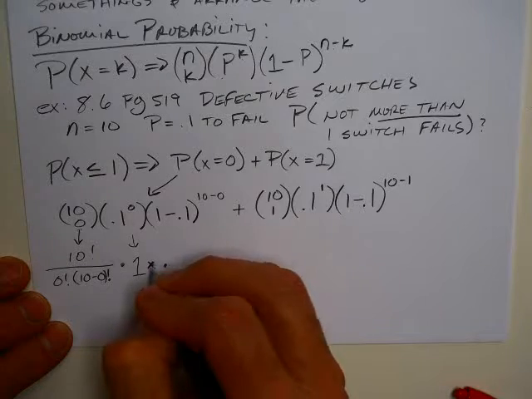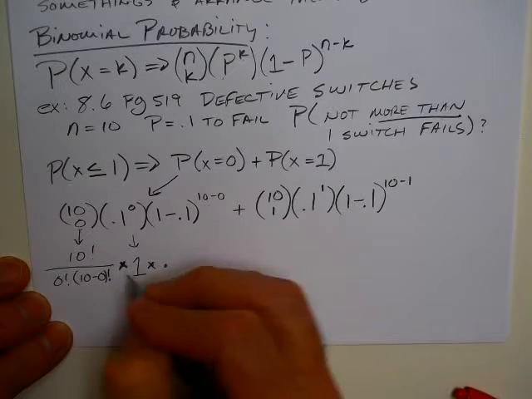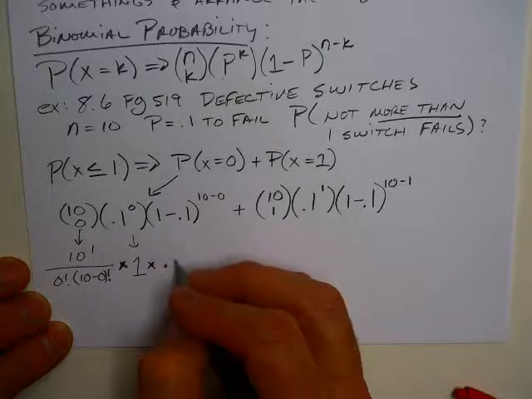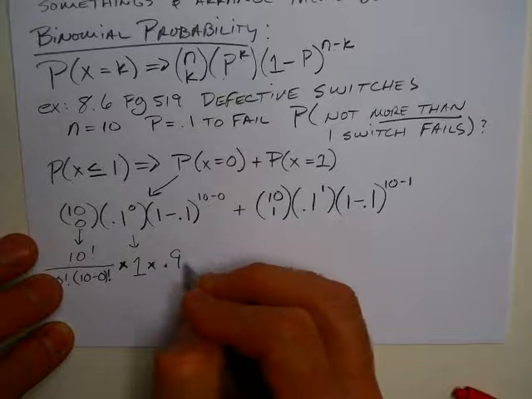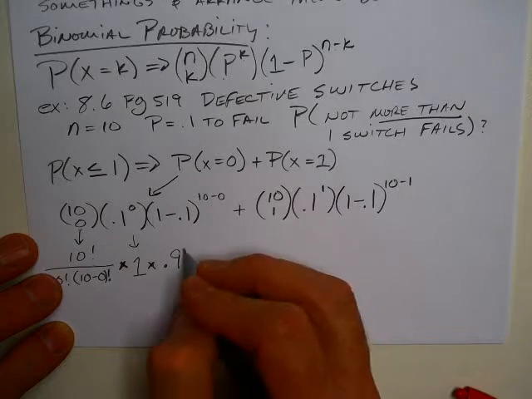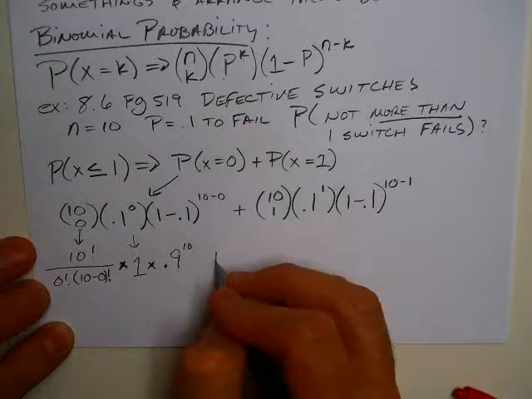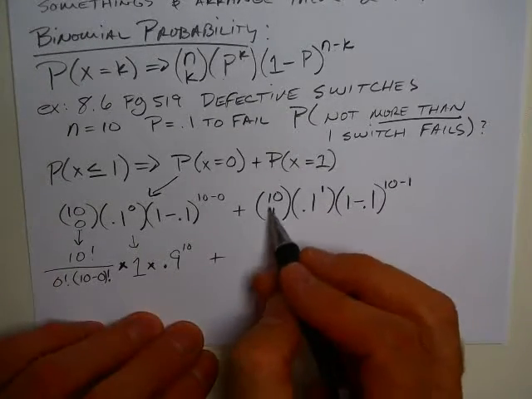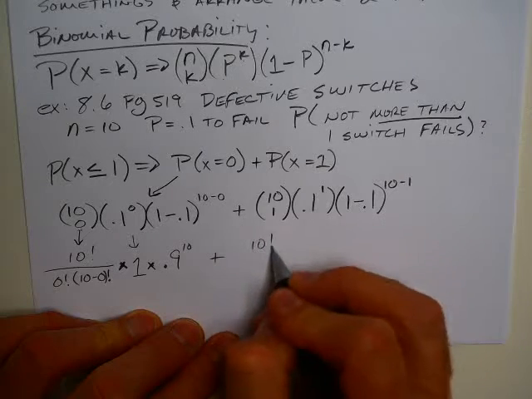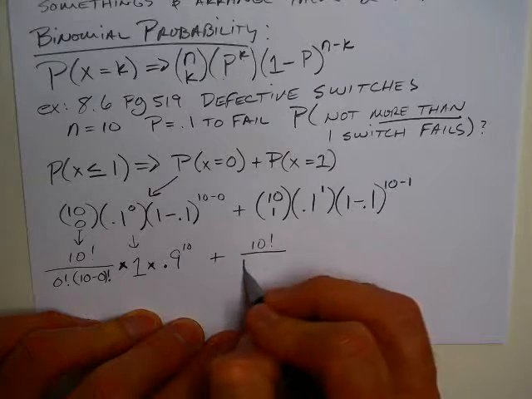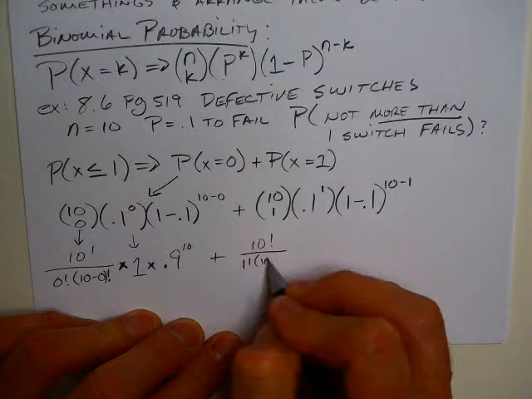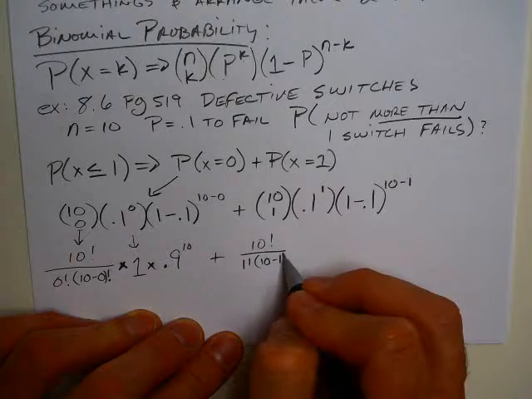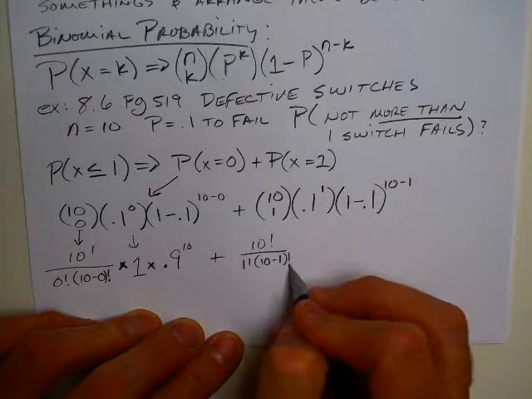How about I put some x's in here? Sometimes stats makes more sense with x's than dots. And 10 minus 0 would be to the 10th power. Plus, this is 10 factorial over 1 factorial times 10 minus 1 factorial.